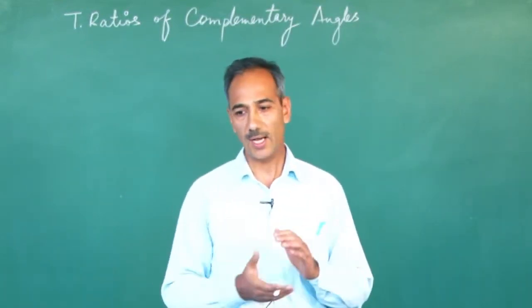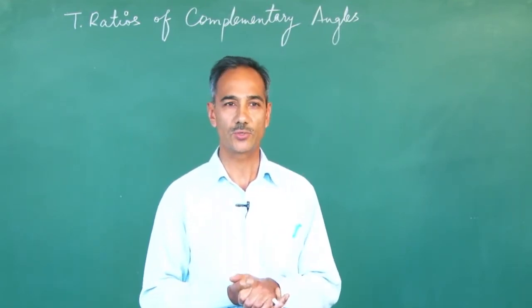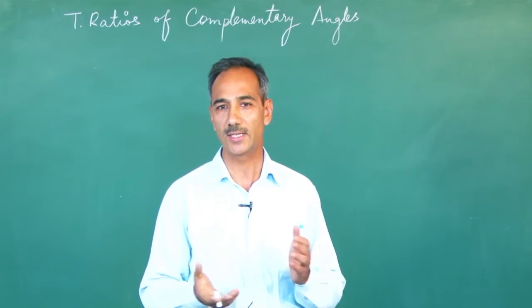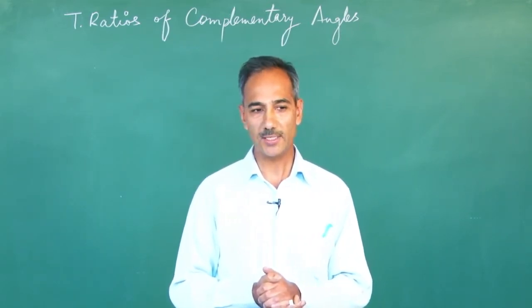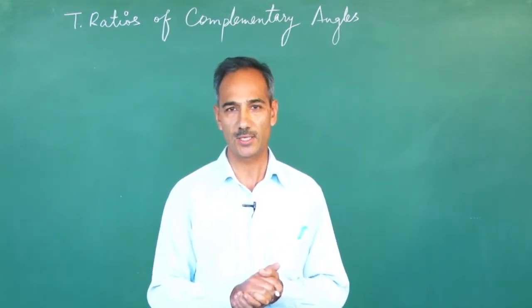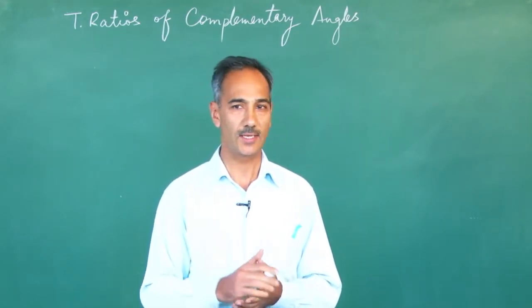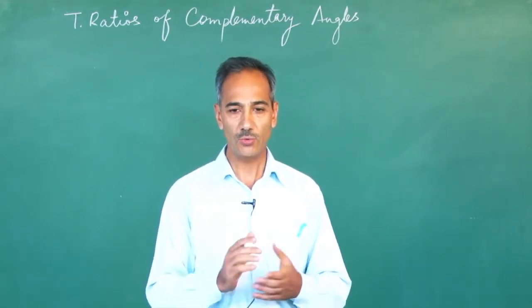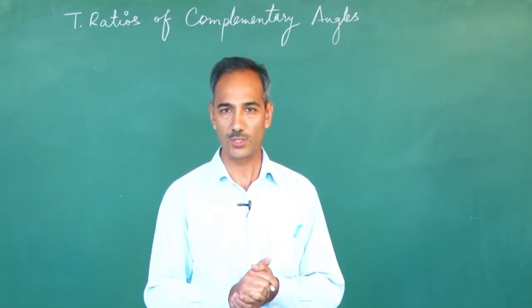If we ask ourselves what we mean by complementary angles, usually when I ask this question to my students, they say complementary angles are those angles that sum up to 90. But this is not the correct definition. Complementary angles are two angles that sum up to 90. Any two angles that sum up to 90 are said to be complementary angles. And two angles that sum up to 180 are said to be supplementary angles. Now, if two angles sum to 90, that means both those angles have to be acute.